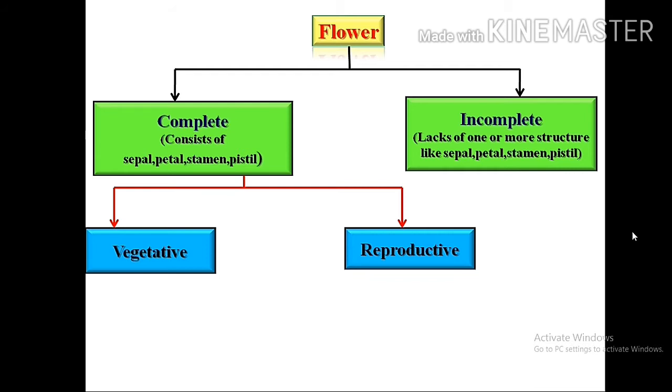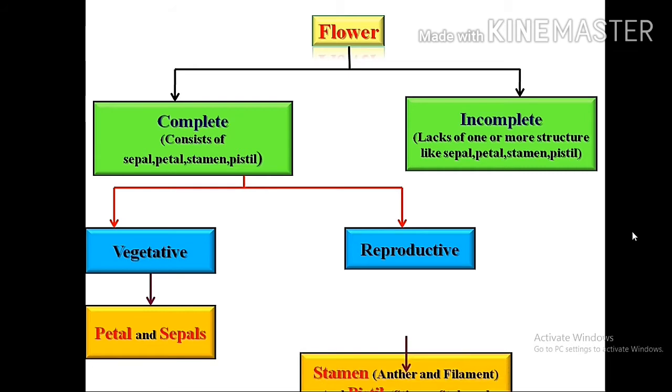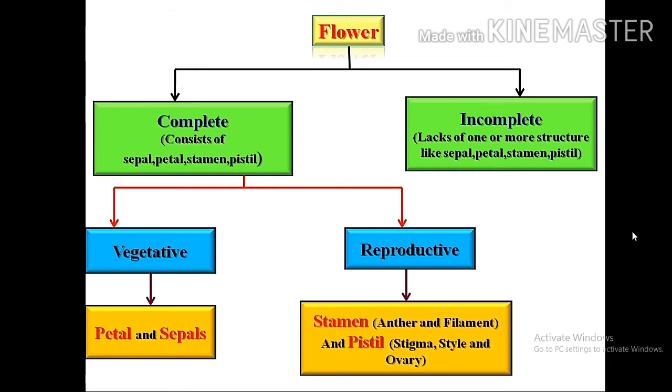Now, the vegetative part has again two parts, petal and sepals, and the reproductive part also has two parts, stamen and pistil. Stamen is the male reproductive part which comprises anther and filament, whereas the pistil is the female reproductive part which comprises stigma, style and ovary.